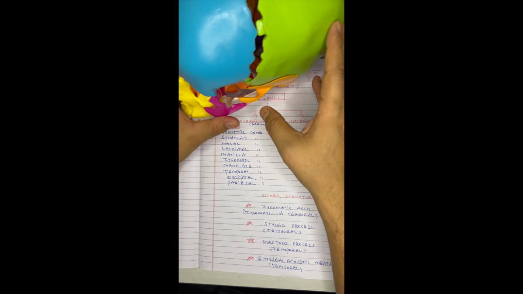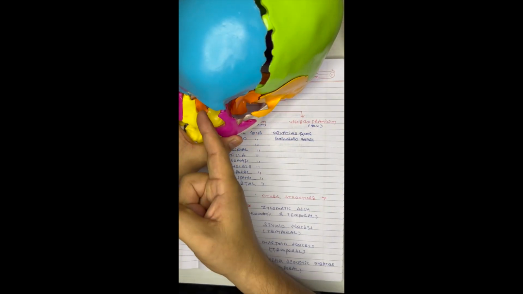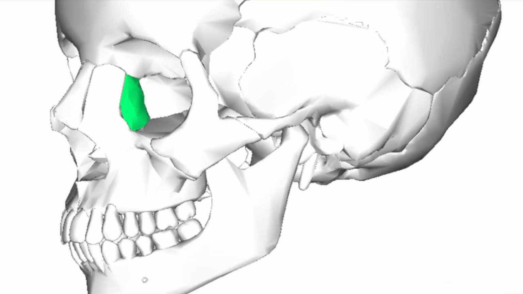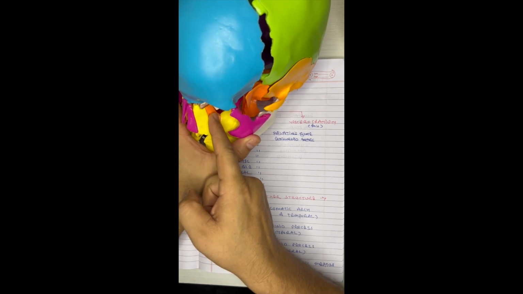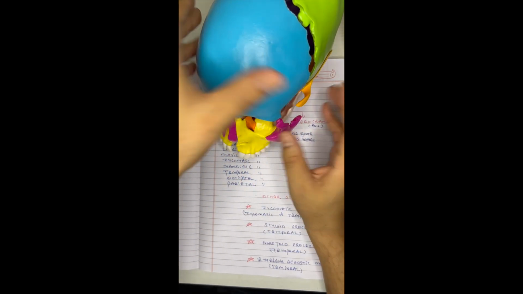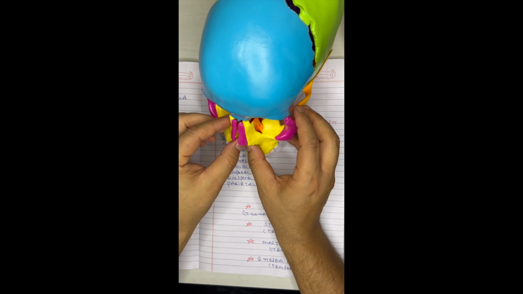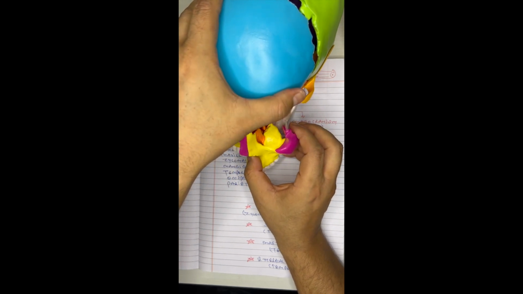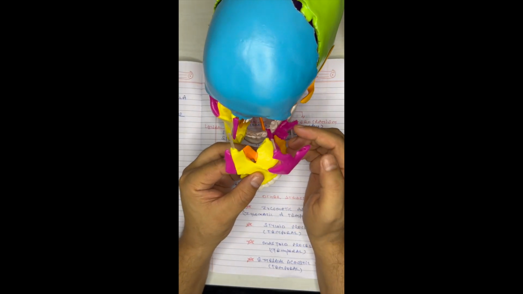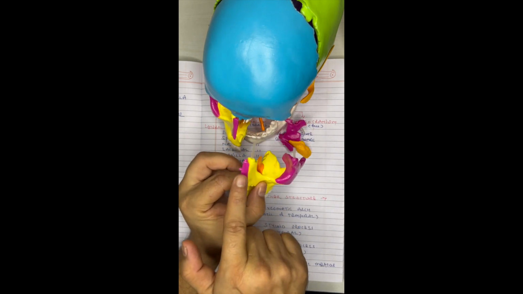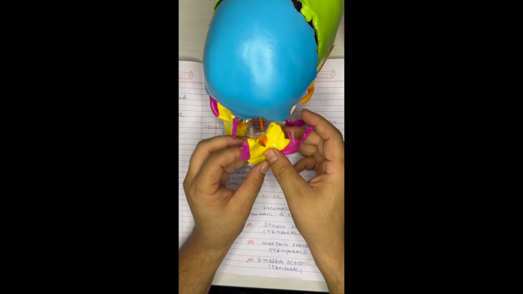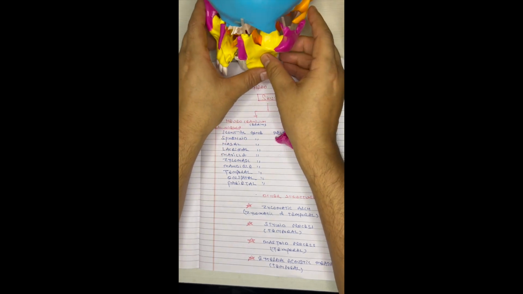Then the lacrimal bone is located inside, very near to the eye orbit. So we can see this is the lacrimal bone here. The tear formation is happening nearby. So we can see here, right? If we remove the frontal bone like this, okay, I am removing some part of the viscerocranium. So we can see this is the nasal bone, and here we can see the lacrimal bone, right?